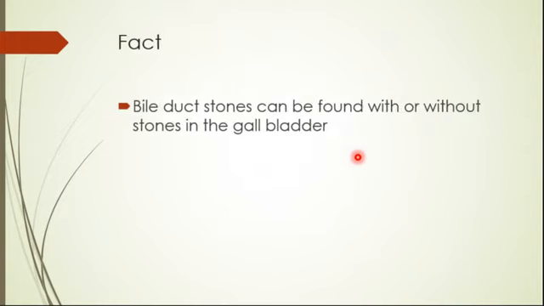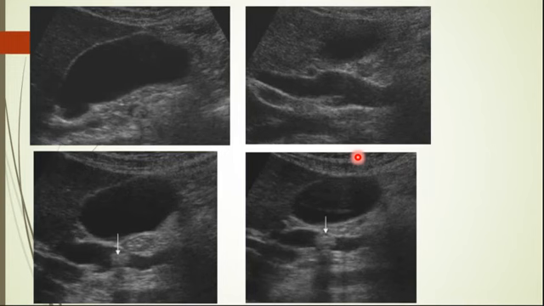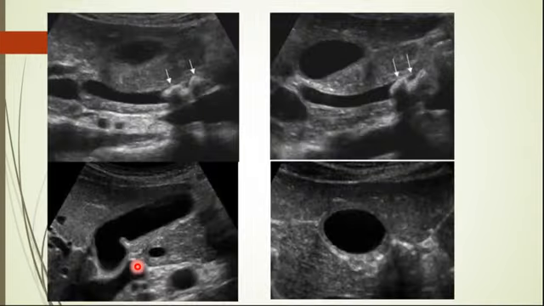No, you can have a stone in the common bile duct, no stone in the gallbladder. Not always. For example, you can see here this gallbladder very normal, and you look at the common bile duct, it's dilated. You look more carefully, you see a stone within the common bile duct with normal gallbladder. It happens. It's acceptable. Another example, very normal gallbladder, and you can see at least 2 stones within the common bile duct.